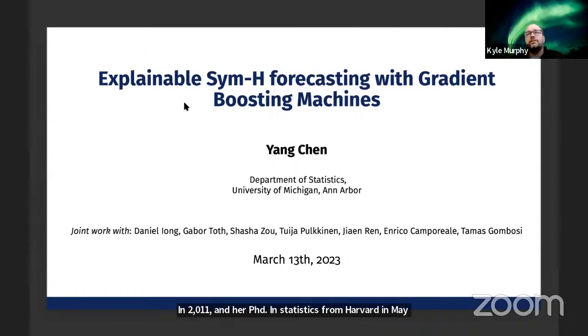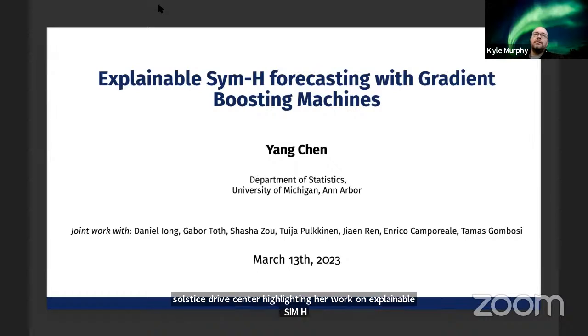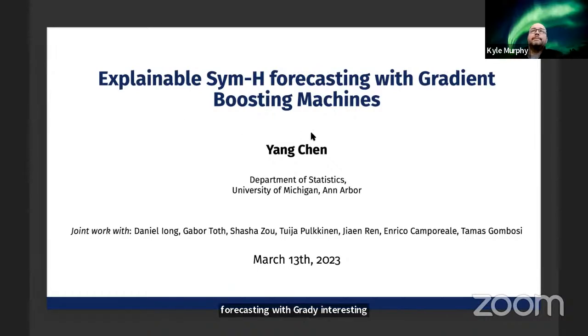Yang's general research interests are in applied and computational statistics, including Bayesian models and computation, hidden Markov models, and general finite mixture models, as well as the application of statistics and machine learning in astronomy and space science, which she'll be focusing on today. So today I'm happy to have Yang continue our discussion of work on the Solstice Drive Center, highlighting her work on explainable Sym-H forecasting with gradient boosting machines. Yang, if you'd like to take it away.